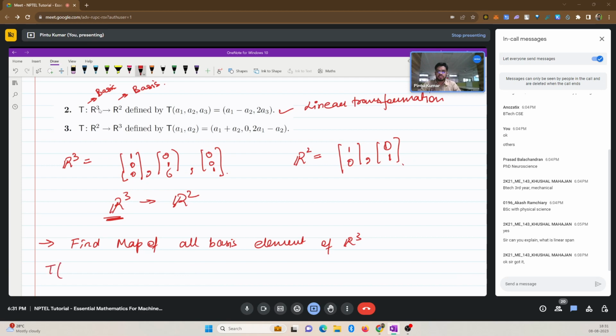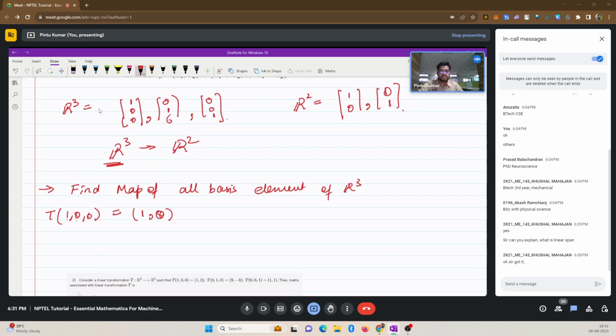For example, what is T of (1, 0, 0)? This is A1 minus A2, so 1 minus 0 is 1, and 2 times A3 would be 0. After you have obtained the map of the first basis element, you try to write it as a linear combination of the basis elements of your codomain vector space.